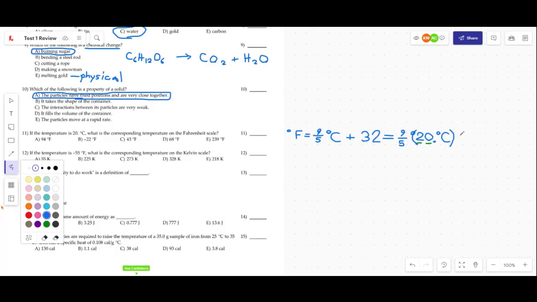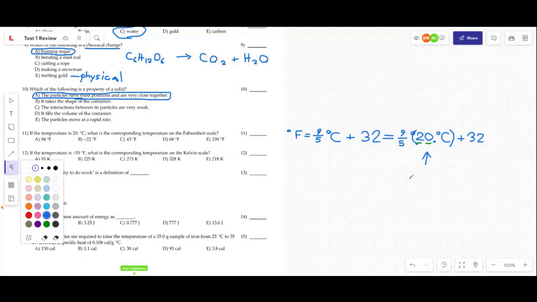So now we can add to that the 32. Now, here's the thing. This 32 would be considered an exact number, a definitional number. So it would have unlimited significant figures. However, the number here limits your sig figs.